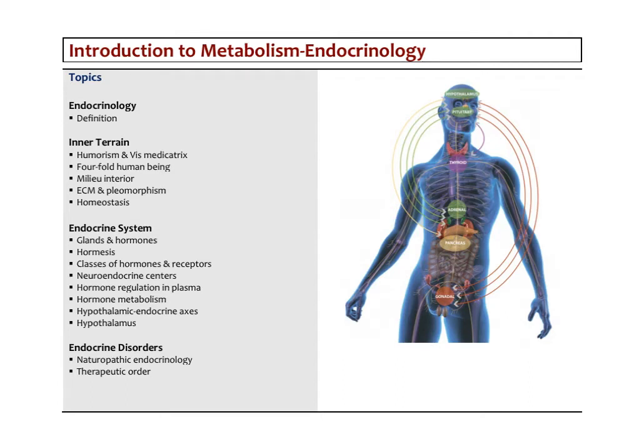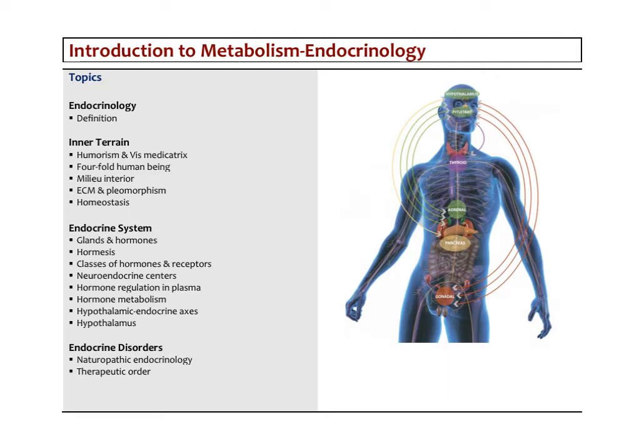Okay, in the last video we looked at this concept of the inner terrain, looked a little bit at the history and how what used to be referred to as the vis medicatrix in the humors was essentially resorbed into the concept of milieu intérieur and homeostasis, and how it's the neuroendocrine immune system, which are the three primary systems which maintain homeostasis. Let's look specifically now at the endocrine system, glands, and hormones.